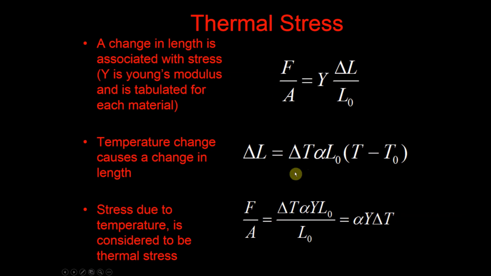So you don't really need this derivation. This last part is the important part. F over A is equal to alpha gamma delta T. And why do we care about this? Why are we so bothered about stress and strain at different temperatures?